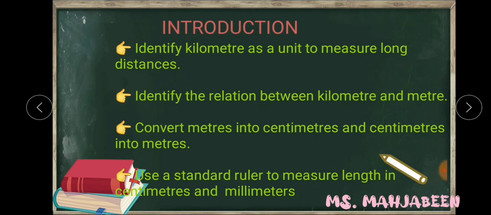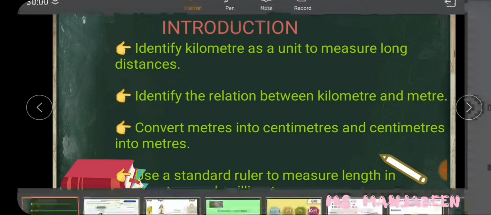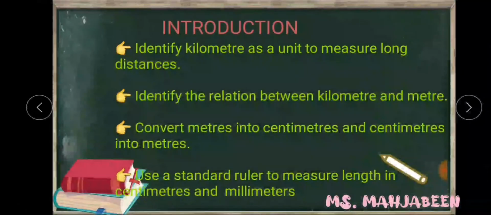Today we are going to a new lesson, Lesson 10, Metric Measures, and we are discussing four important topics today, which are: identify kilometer as a unit to measure long distances, identify the relation between kilometer and meter, convert meters into centimeters and centimeters into meters, and use a standard ruler to measure length in centimeters and millimeters. Let's move to the topics.